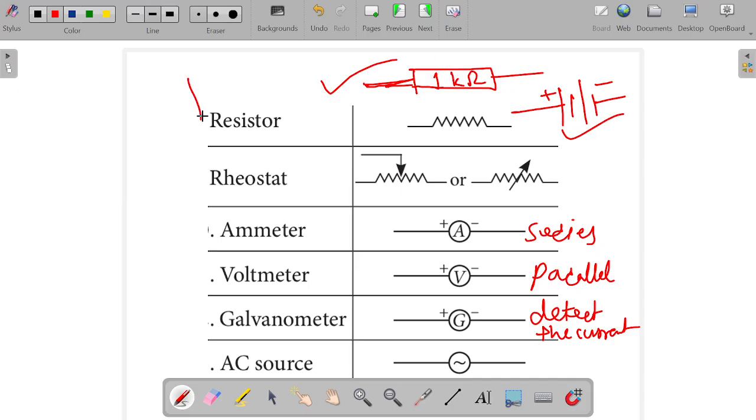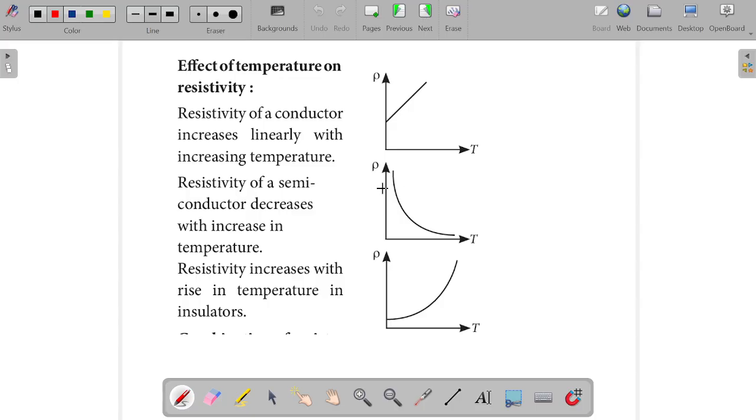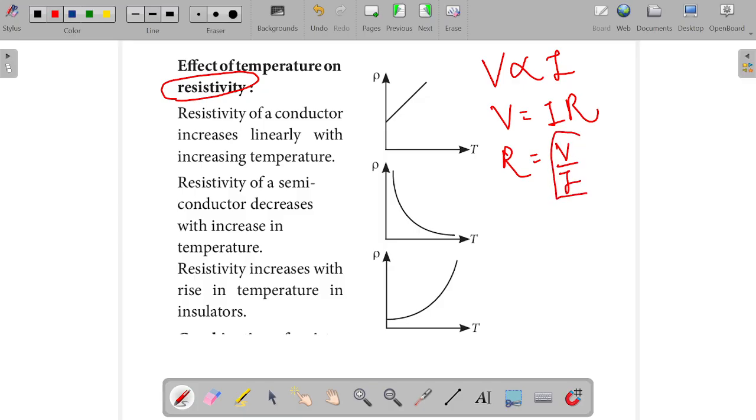A cell is just two lines, and a battery is a combination of two or more cells. Now the important parameter is resistivity. Ohm's law you already know, so I am not going to discuss it. Ohm's law says that potential difference is directly proportional to current, provided temperature remains constant. So the formula is V equals IR, and R equals V upon I. This ratio V upon I is always constant.